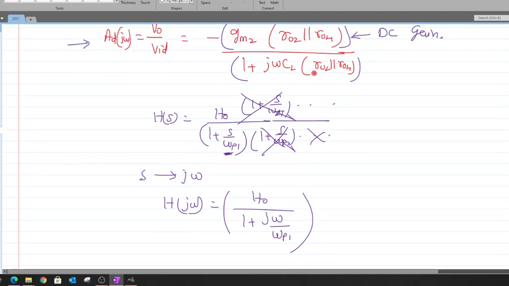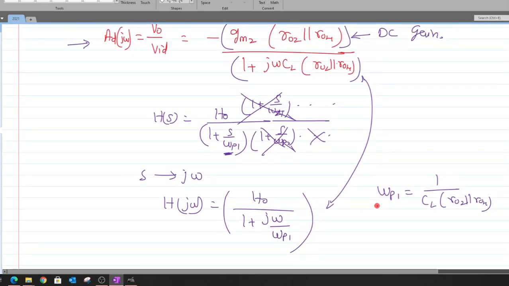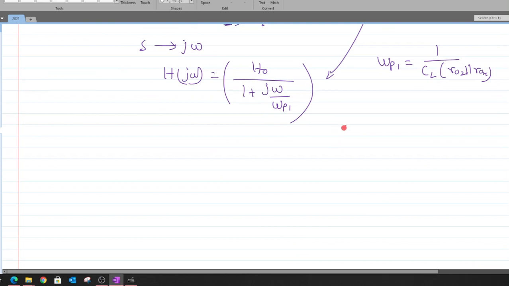So now when I compare these two expressions, I just want to know the value of this omega p1. The value of omega p1 can be directly compared with this denominator, and one could write omega p1 to be equal to 1 by CL times RO2 times RO4. So this omega p1 would act as a kind of bandwidth of the circuit. Hope that we have all discussed it.